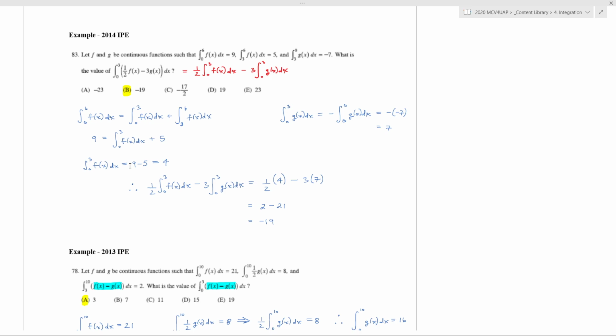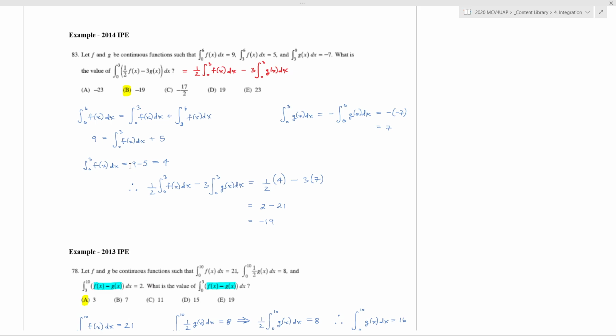So that integral they're asking us to evaluate, I've broken up into two integrals that I've written in red. And I took the 1/2 outside the integral sign of the first one. So I can write that as 1/2 the integral from 0 to 3 of f of x, minus the 3 on the outside, the integral from 0 to 3 of g of x dx. We have to come up with an expression for that, given those three definite integrals above.